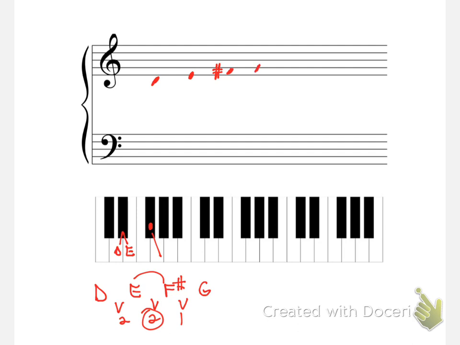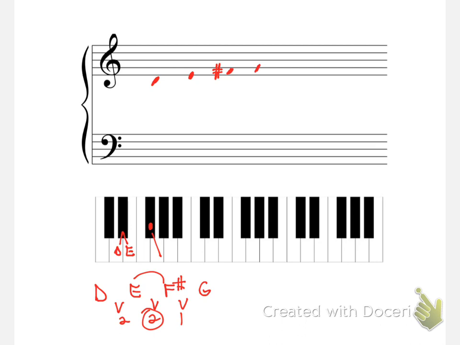Notice that the sharp is written to the left of the note head, but when I'm just writing the letter name, I write the sharp after the letter. So either way we pronounce it F sharp. Okay, so there's my D tetrachord.